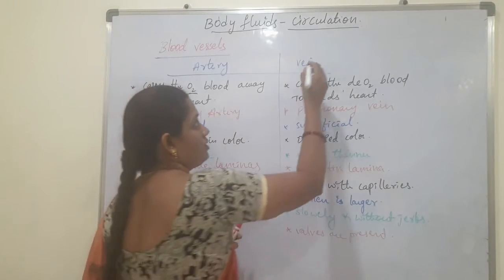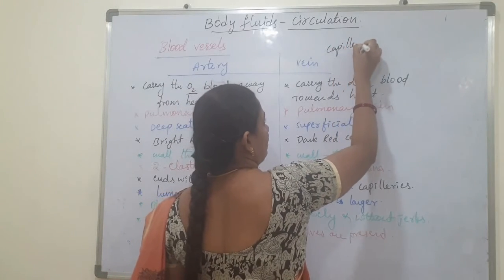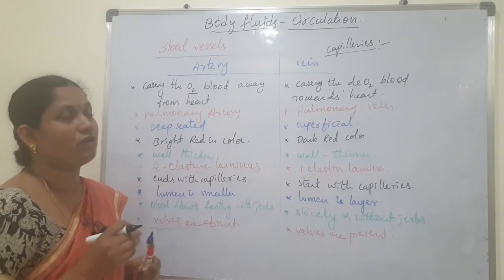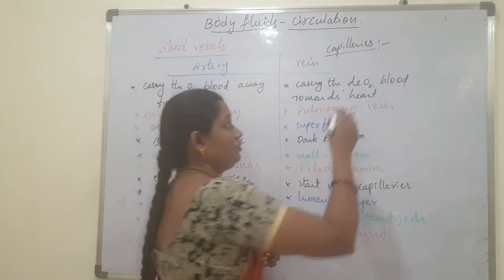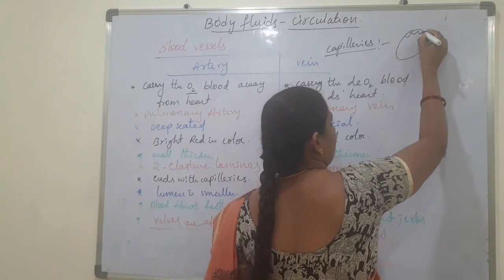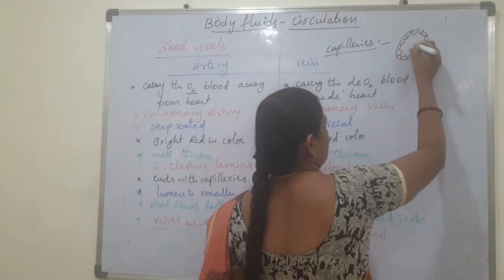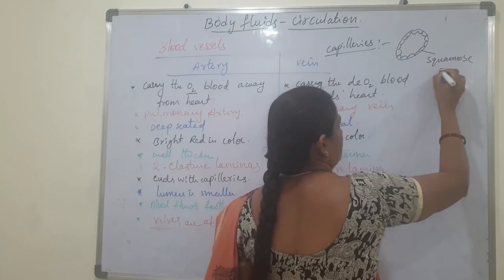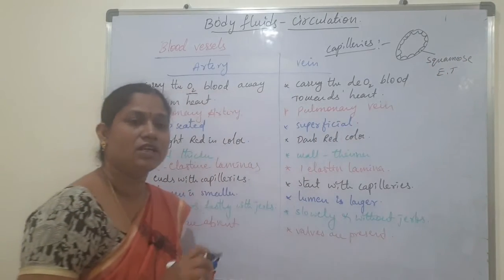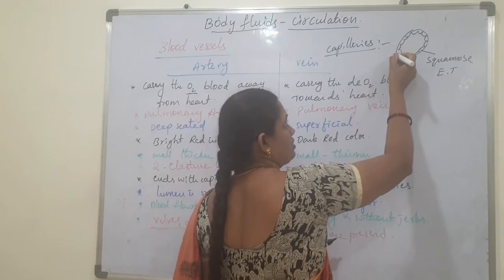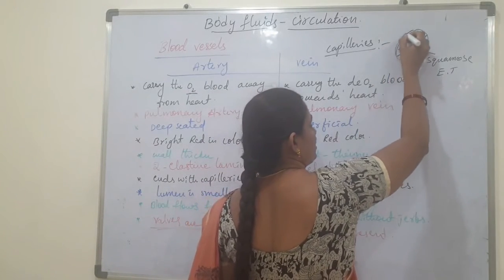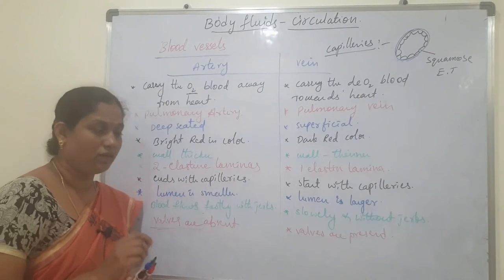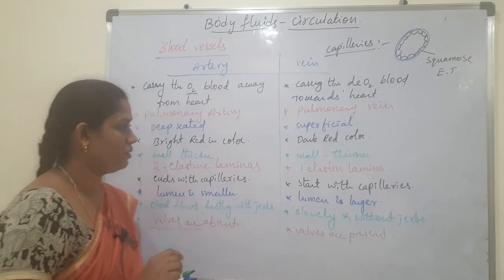Next, one more: capillaries. As I already said, capillaries are small, minute, microscopic vessels. They are made up of only a single layer of cells, that is squamous epithelial tissue. Above this layer, a basement membrane is present. Simple: only a single layer, very minute microscopic structures are called capillaries.